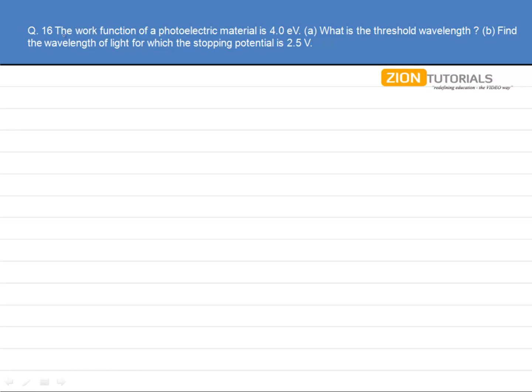As the question says, the work function of a photoelectric material is 4 electron volts, then what is the threshold wavelength? And find the wavelength of light for which the stopping potential is 2.5 volts. So we have been given phi, that is 4 electron volts, or we can say 4 into 1.6 into 10 to the power minus 19 joules, right?